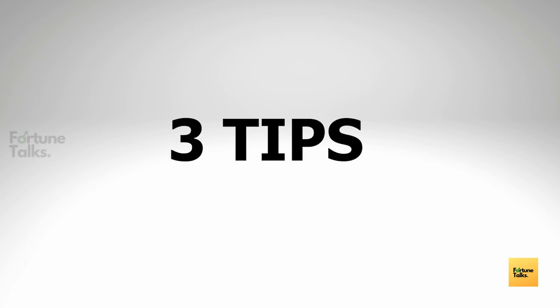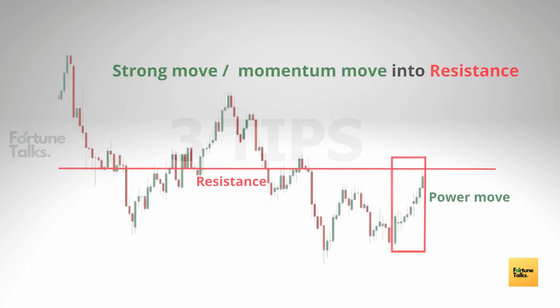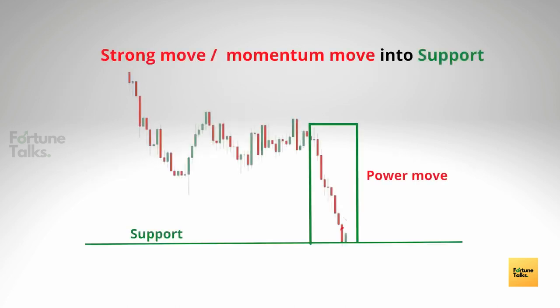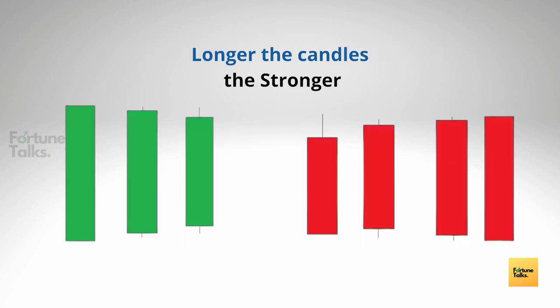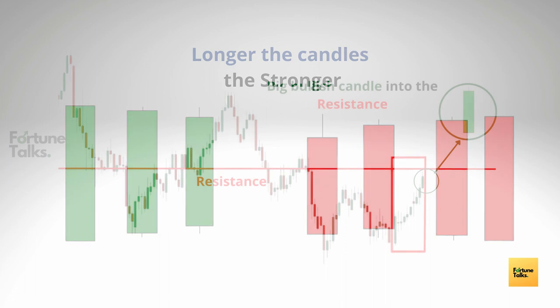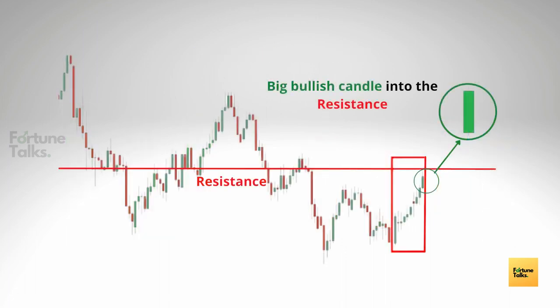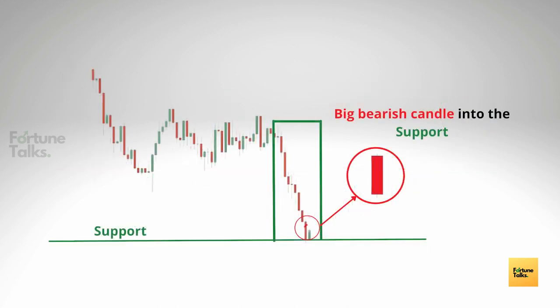In order to trade reversals, I want to share with you a few tips to bear in mind. The first and foremost thing is that you want to see a power move or a momentum move, a strong move into the market structure. What this means is that if you have drawn an area of support or resistance, you want to see a strong move into the level. By strong move, I mean big or large-bodied candles, which in turn means that for an area of resistance, you want to see a strong bullish candle coming into the area of resistance. And in the case of a support level, you want to see a strong bearish candle coming into the support. This is what I mean by a power move or a momentum move.